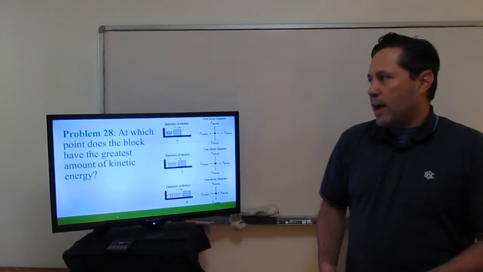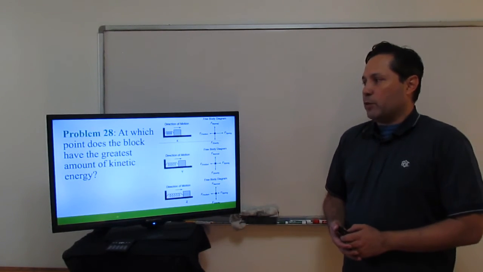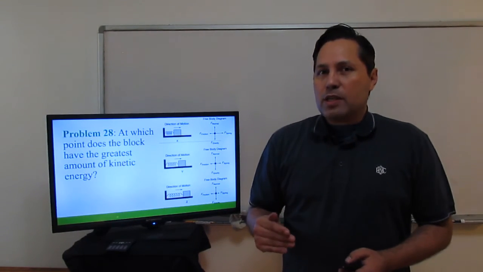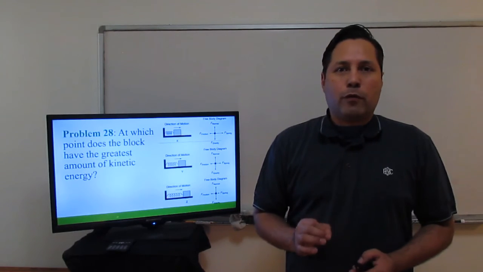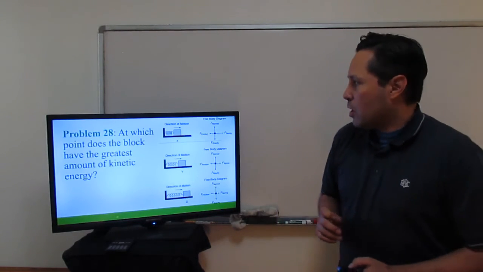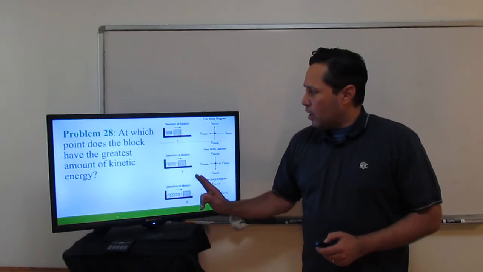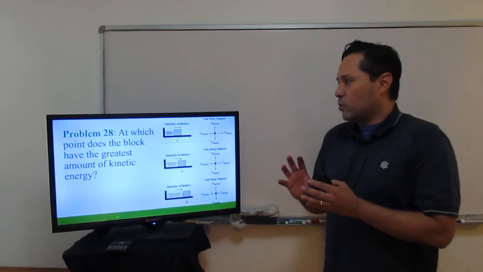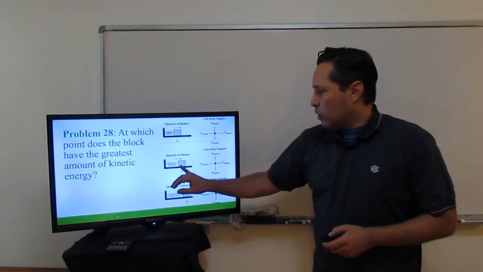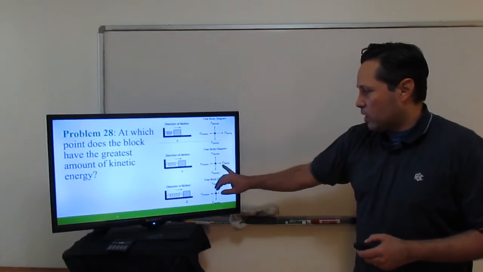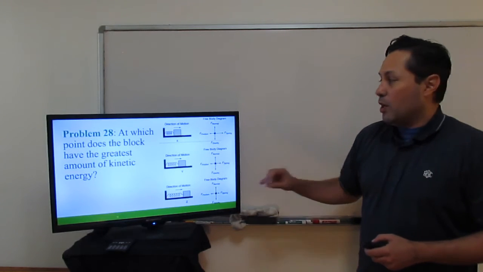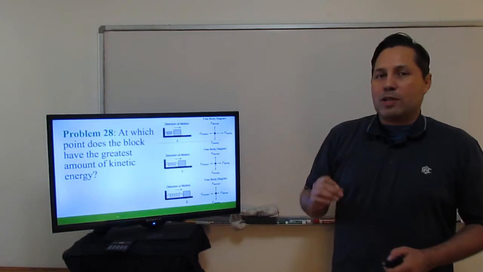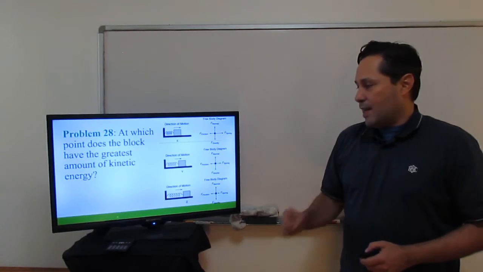In problem 28, we're asked, at which point does the block have the greatest amount of kinetic energy? Remember, kinetic energy increases as the velocity increases. So what you're really looking for is, when is the block moving the fastest? Okay, so here the block is compressed, so the spring is compressed, and therefore it's not moving very fast. Here, when it reaches the equilibrium point, and I can tell because the friction and the spring are equal to each other, that's when the block is moving the fastest. So that will be your answer. That's the one that has the greatest amount of kinetic energy.